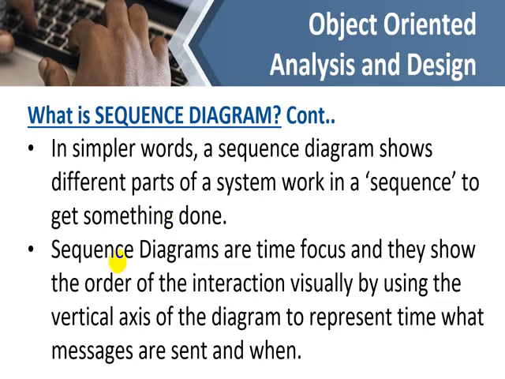Second, sequence diagrams are time focused and they show the order of the interaction visually by using the vertical axis of the diagram to represent time, what messages are sent and when. So whenever a message is sent, it comes in terms of time before the other messages. All the messages are in the sequence in which they were sent or received.